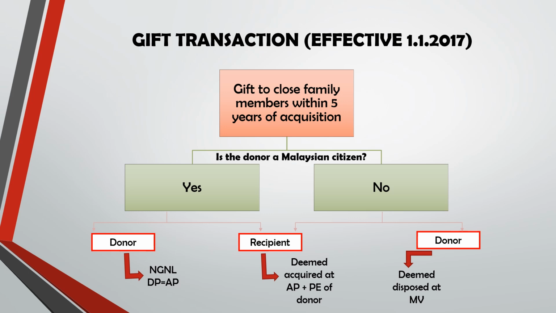So gift transactions given to close family members within 5 years of acquisition. This is the update on gift transactions effective from 1st January 2017. If the gift is to close family members within 5 years and the donor is a Malaysian citizen, your answer is yes. The donor will be subject to no gain, no loss, and will not have to pay RPGT because the disposal price is equal to the acquisition price. The recipient or beneficiary is deemed to have acquired at the acquisition price and permitted expenses of the donor. So that will be the deemed acquisition price.